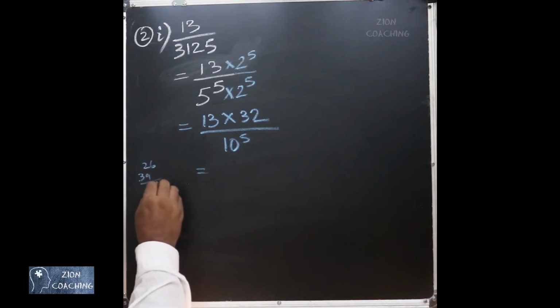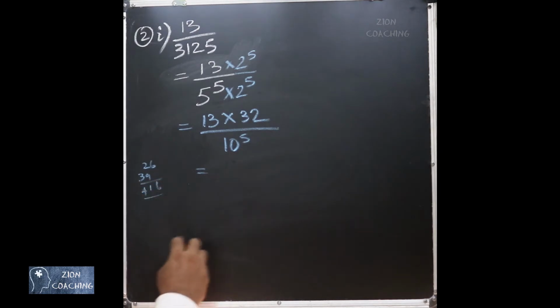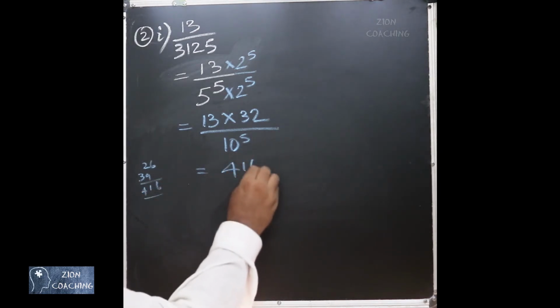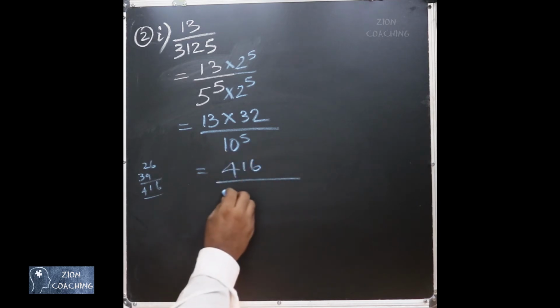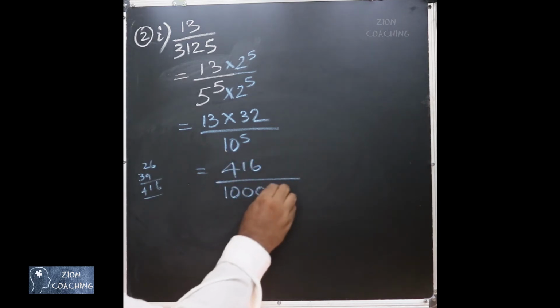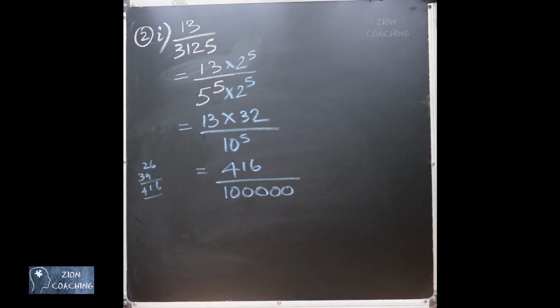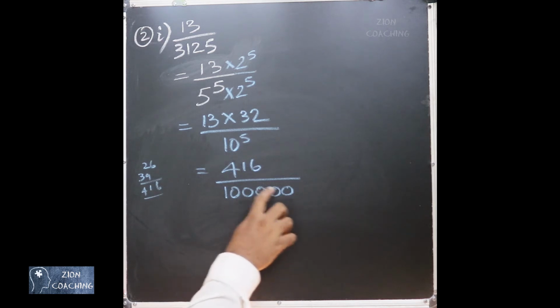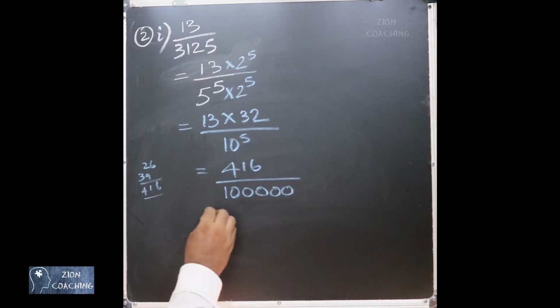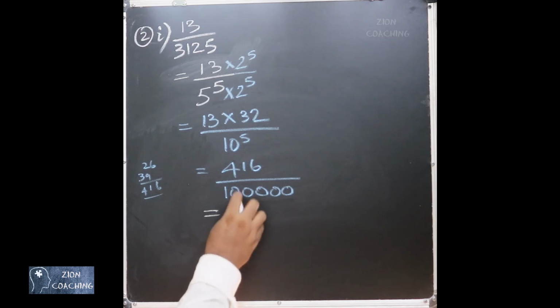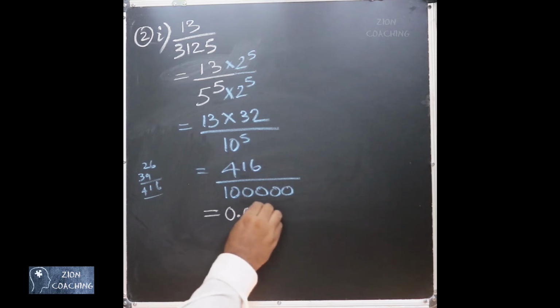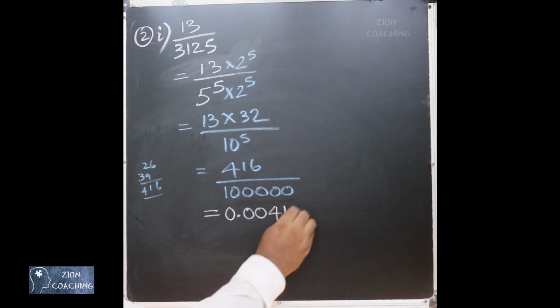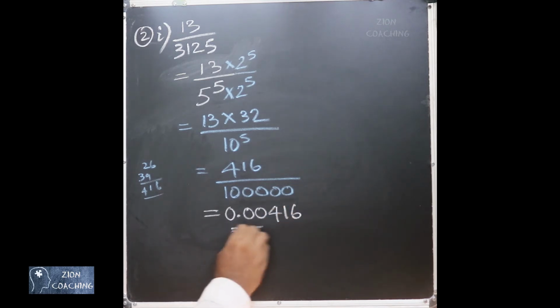So we are going to have 416 divided by 1 followed by 5 zeros. Now since we are dividing by 1 followed by 5 zeros, there should be 5 numbers after the decimal point. But we have only 3 numbers, so the remaining places are filled with zeros. The answer is 0.00416. This is the decimal.